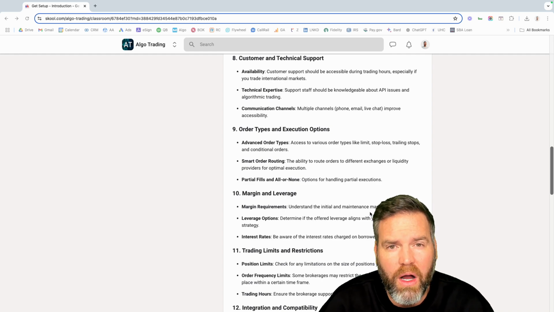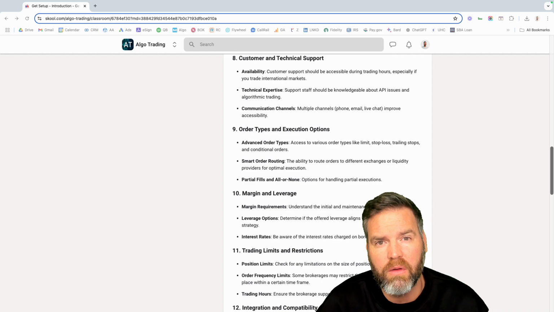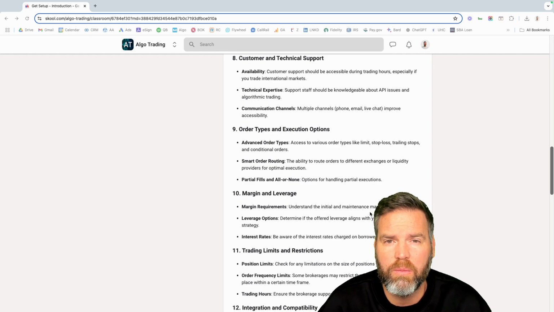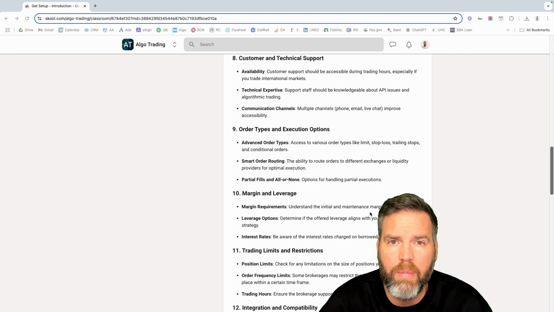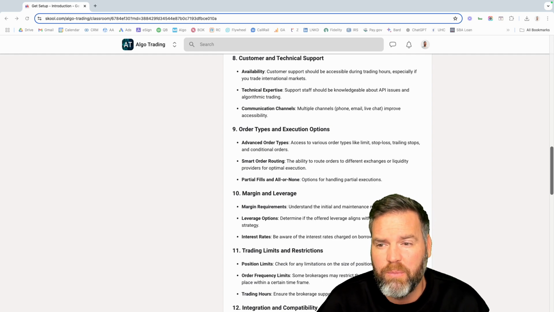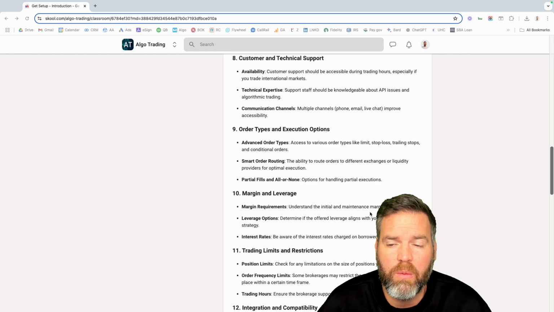Smart order routing as well. I know with Interactive Brokers, I almost exclusively use smart order routing to make sure that I get the best price for my trades, and that it's not all going to a single exchange, but is being routed to the best exchange with the best price. There are some that have partial fills or all-or-none options. Just be aware of those as well.